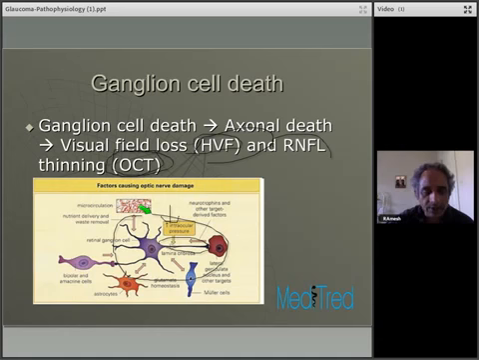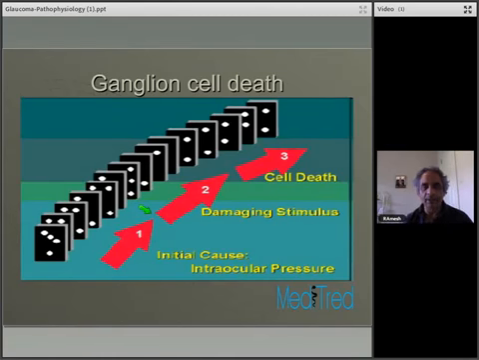And in the interest of resident education, I think we should use this slide to explain the pathophysiology of glaucoma. Here is another cartoon version of ganglion cell death. It's a domino effect: initial cause, intraocular pressure, damaging stimulus, which could be any of the factors that I mentioned, like excess glutamate, glycine, extracellular matrix modulation, matrix metalloproteinase stimulation, and the oxidative stress, etc. All of this will lead to cell death. So the final end product that you see here is ganglion cell death, which leads to vision field loss.